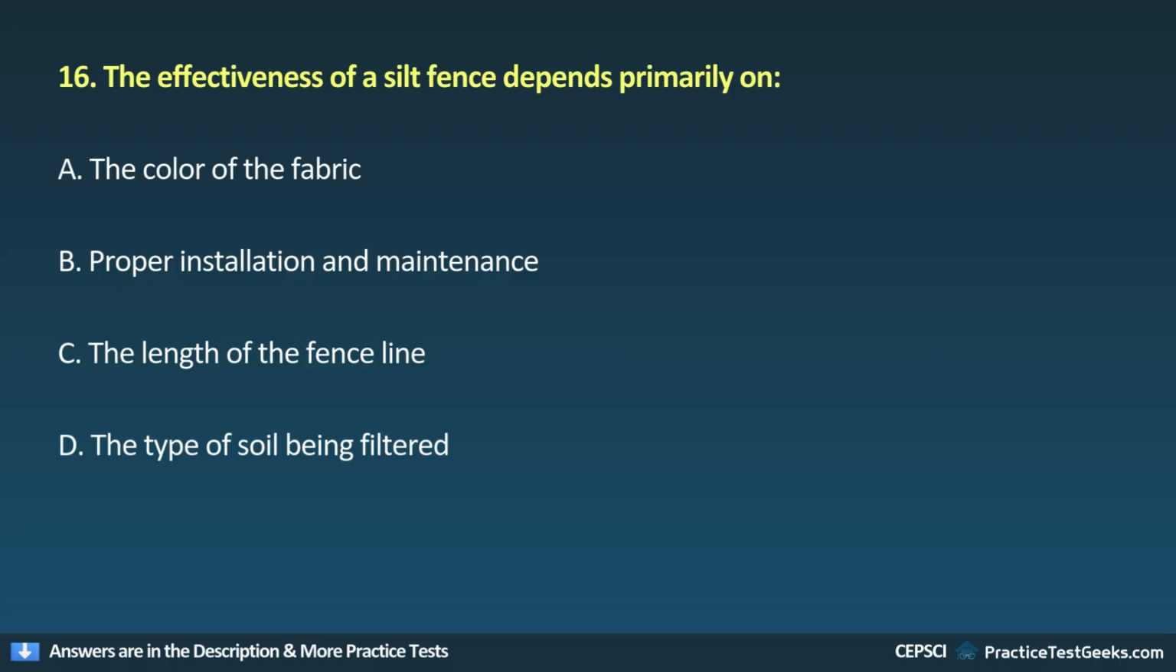16. The effectiveness of a silt fence depends primarily on A. The color of the fabric. B. Proper installation and maintenance. C. The length of the fence line. D. The type of soil being filtered.